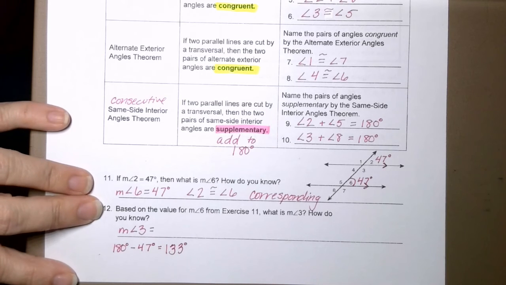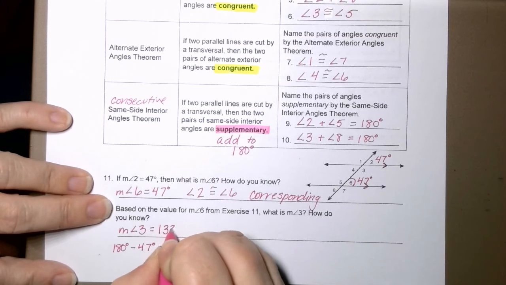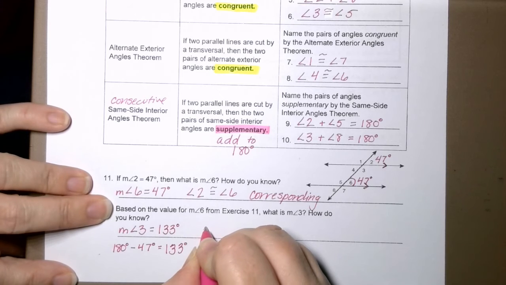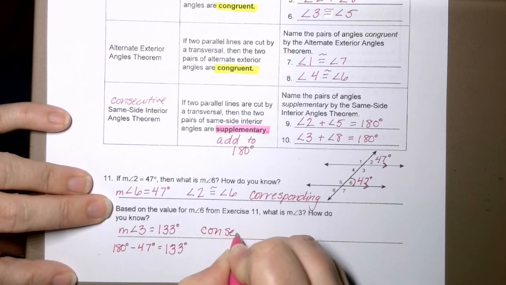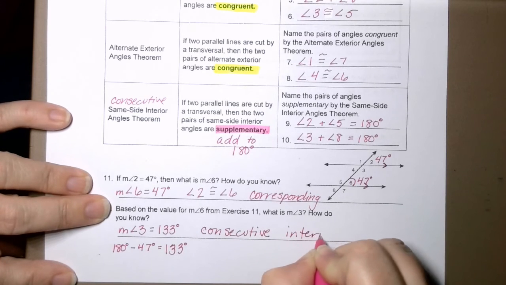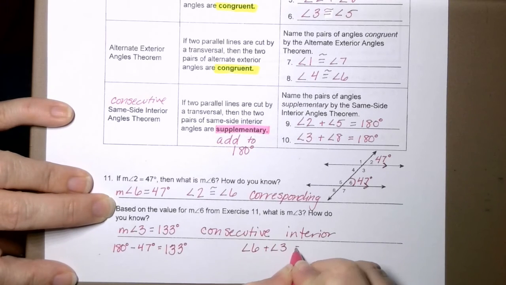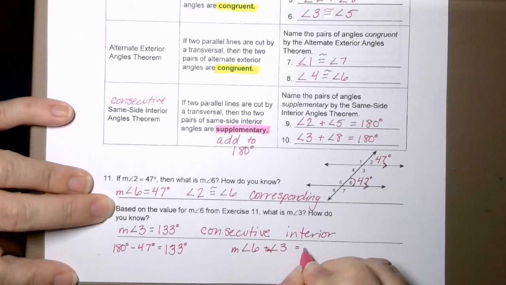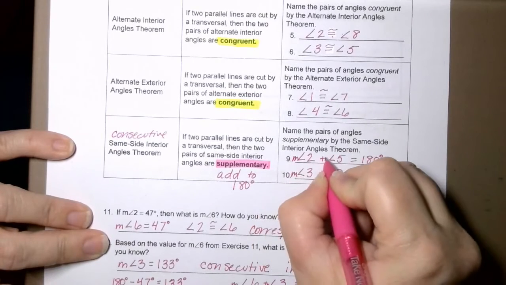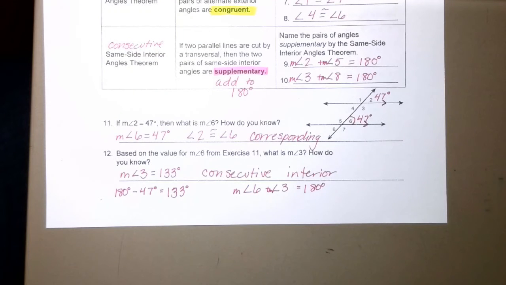133? Yeah? So the measure of angle 3 is 133 degrees because of the same side interior or consecutive interior. And that says that the measure of angle 6 plus the measure of angle 3 is equal to 180. I should fix that up here too. It should be measure, not just the angles. Does that kind of make sense?